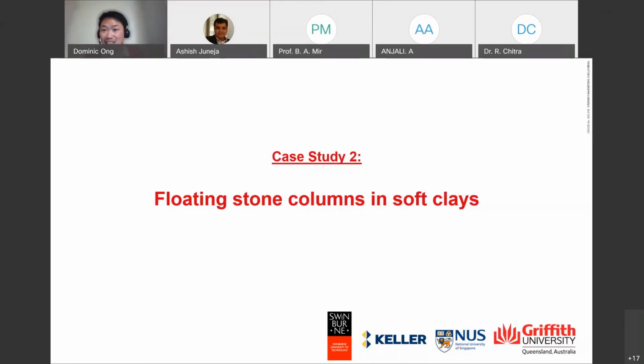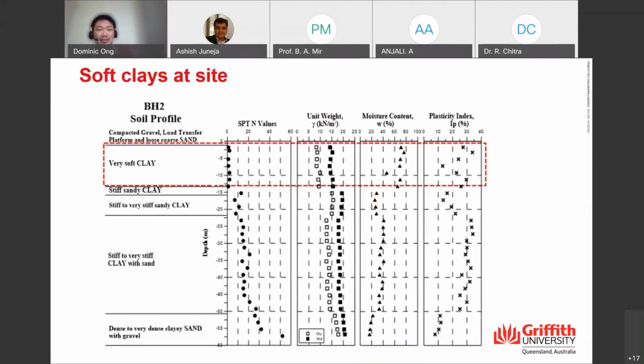back analysis. So for this particular project in Vietnam, as you can see, the soft clay consists of about the first 12 meters. It has very low SPT, less than 5. And as is typical of soft clays, you have a water content between 60 and 80%, with a plasticity index in excess of 20 and close to about 30%. So the initial project required a pile foundation, which would go all the way down to probably 55 meters.